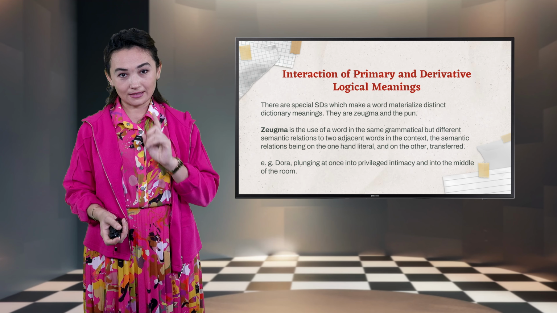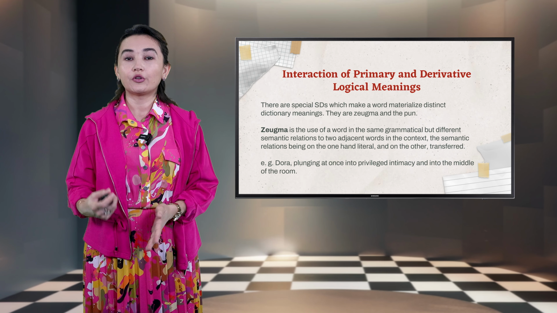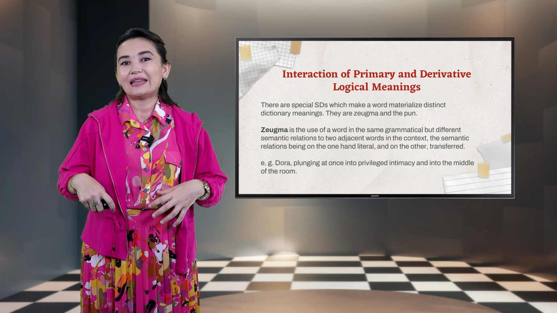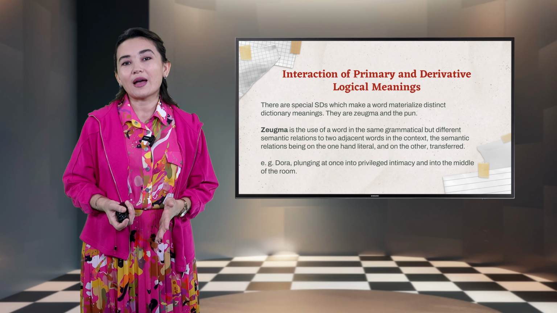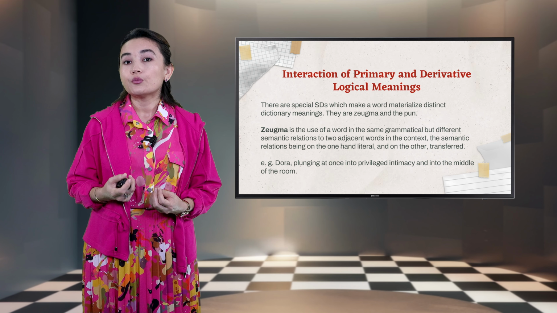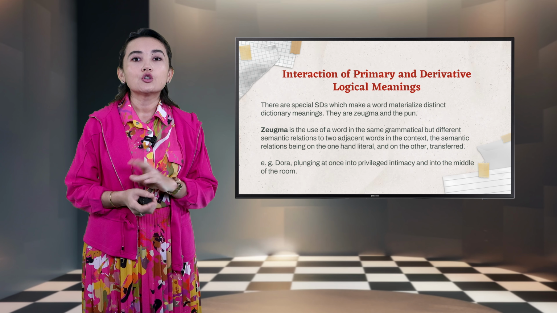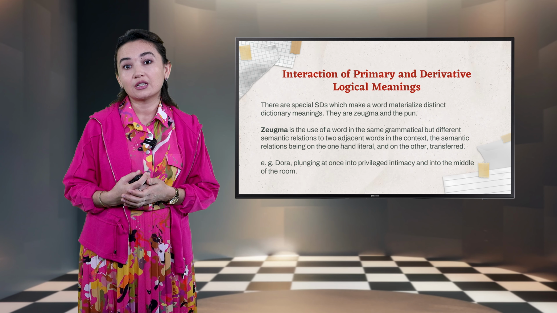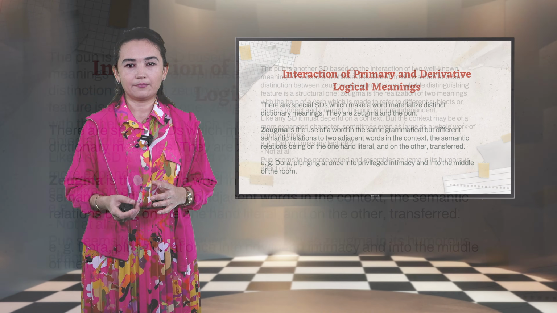Example? Yes. Dora plunging at once into privileged intimacy and into the middle of the room. So zeugma is a strong and effective device to maintain the purity of the primary meaning when two meanings clash. It imposes some humorous effect.